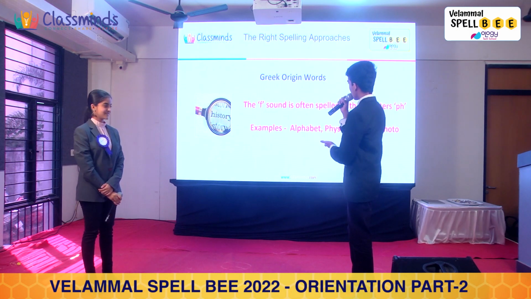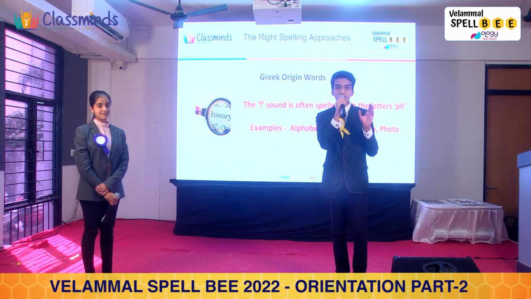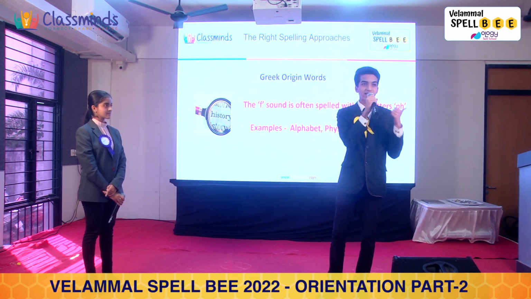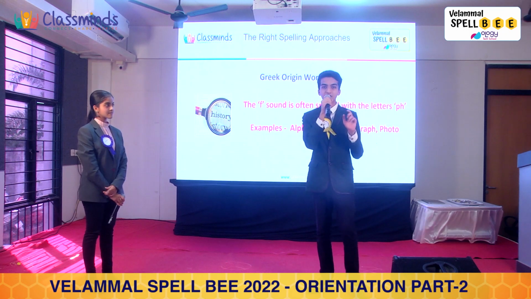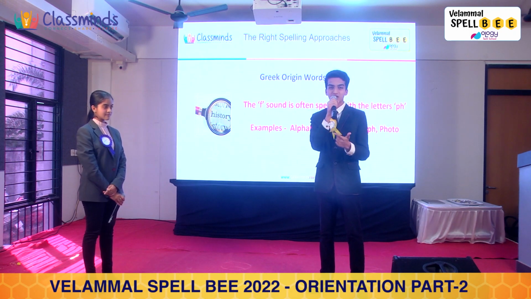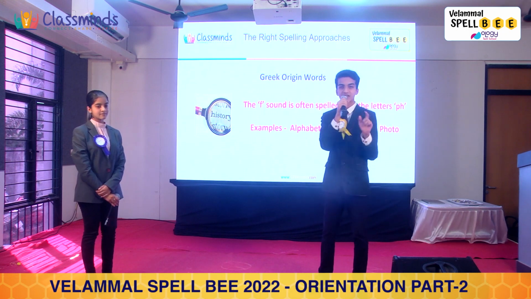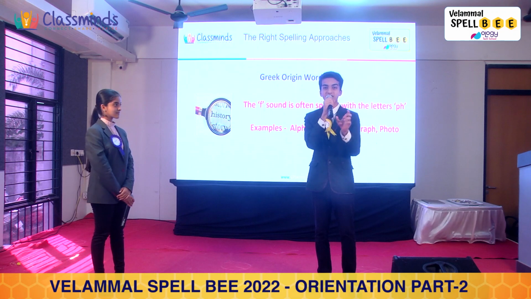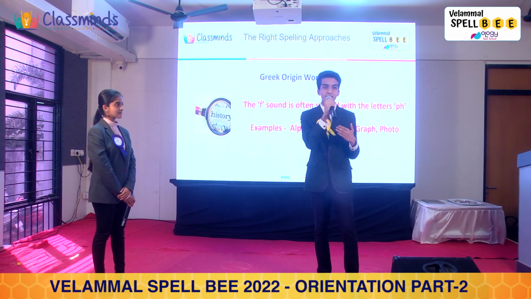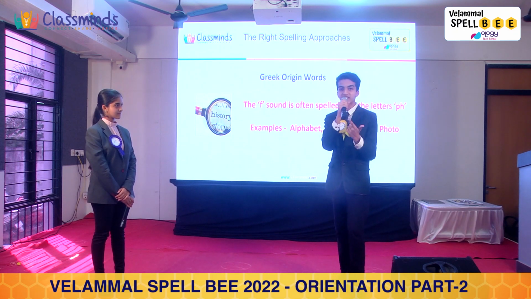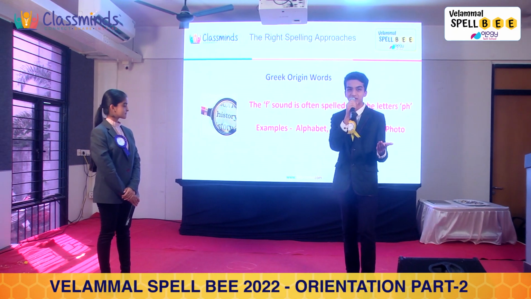Now we're back with Greek origin words. In a lot of words, we have heard this f sound, and this f sound can be spelled in two ways. You can either spell it with the letter F or the letters PH. For example, the word fish is spelled as F-I-S-H, and the word phone is spelled with P-H-O-N-E. Now, how do I know whether to use F or PH to spell words with the f sound?